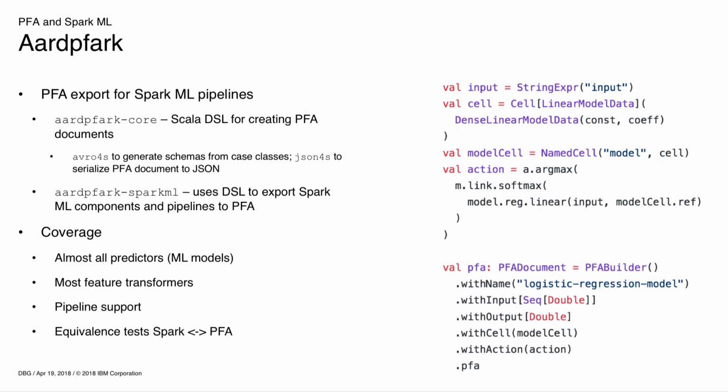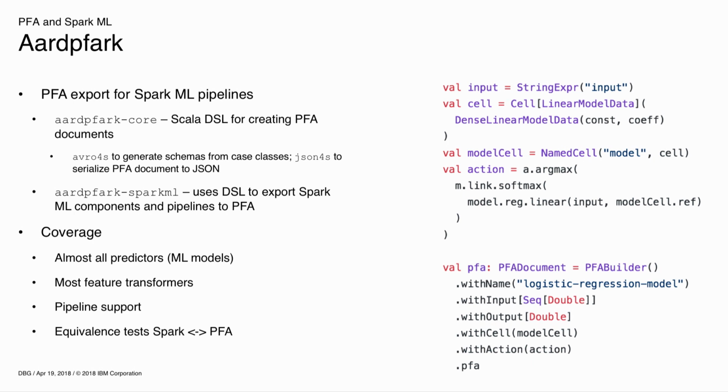So this is actually the Aardvark equivalent of what we saw earlier. So we have an input, we have a cell which we define as linear model data. And now that dense linear model data is just a Scala case class with a constant or bias and a coefficient. And we don't have to define how that gets exported to Avro or JSON, how we put that into the PFA document. Avro4S does that for us, so nice and easy.